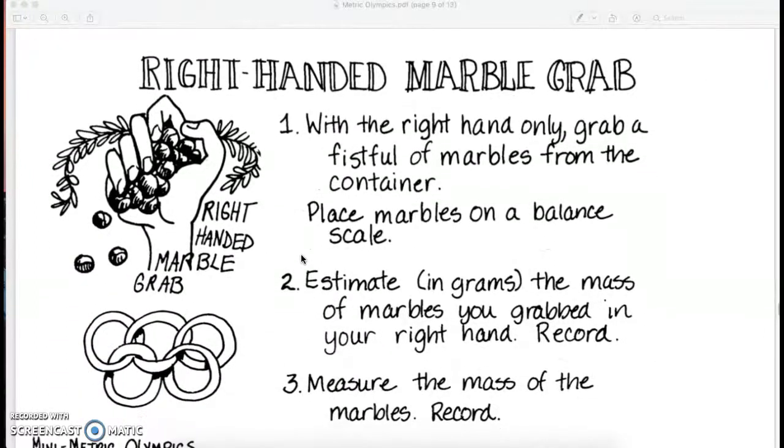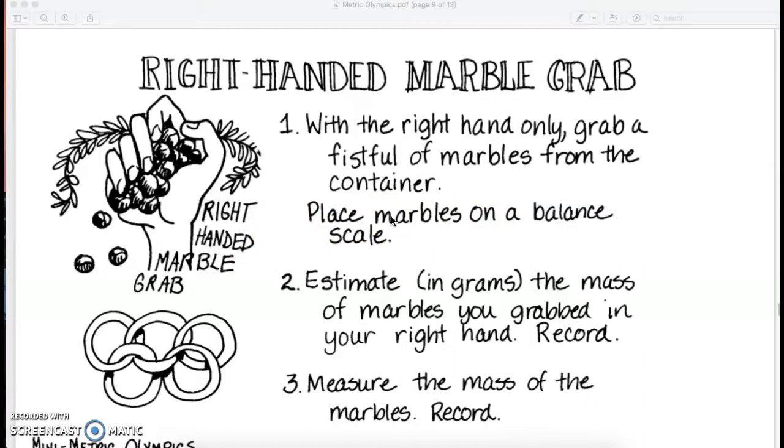Right-handed marble grab. Okay, now this is one where it might get a little tricky. It said, with the right hand only, grab a fistful of marbles from the container. Place marbles on a balanced scale. Now, not everyone might have a balanced scale. You might not even have a scale. You might not even have marbles, and that's okay.